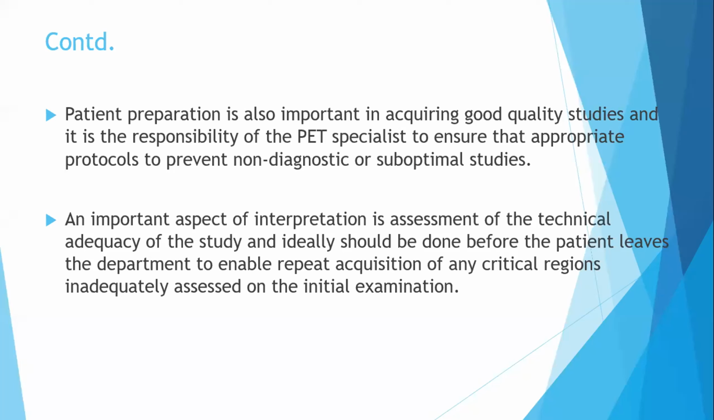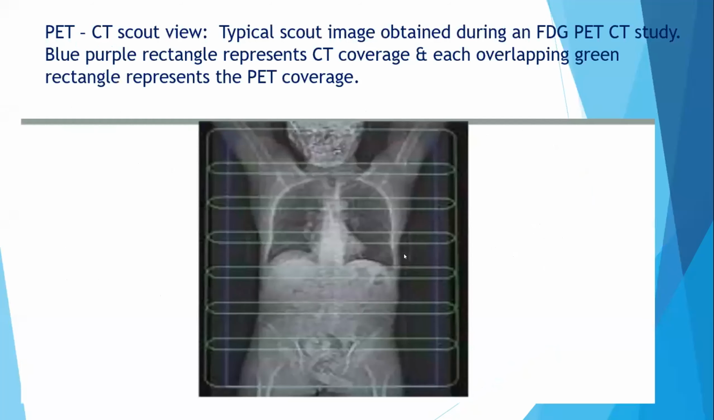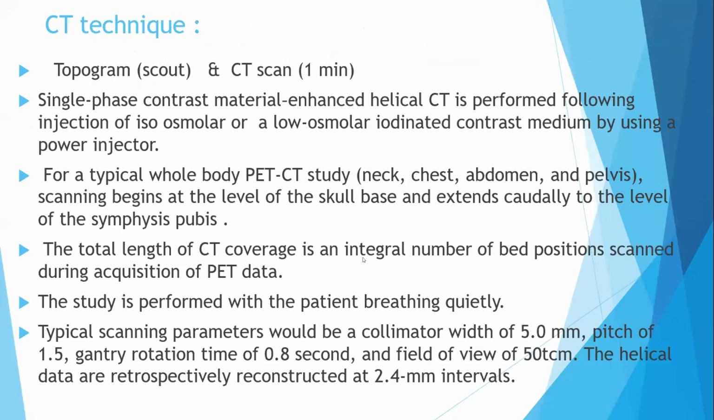An important aspect of interpretation is assessment of the initial technical adequacy of the study, and ideally it should be done before the patient leaves the department to enable repeat acquisition of any critical regions inadequately assessed on the initial examination. This is a typical scouting of PET CT. The blue line is for CT coverage and the green line is PET coverage. For a typical whole body PET CT, CT scanning begins at the level of the skull base and extends caudally to the level of the symphysis pubis.